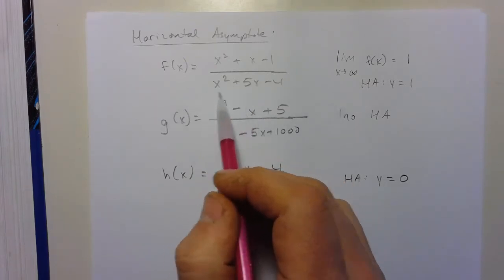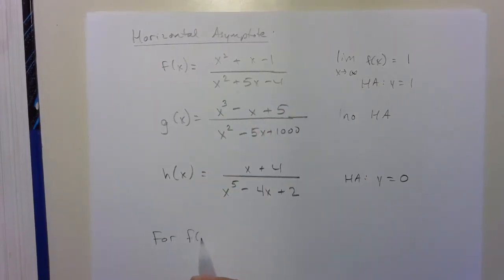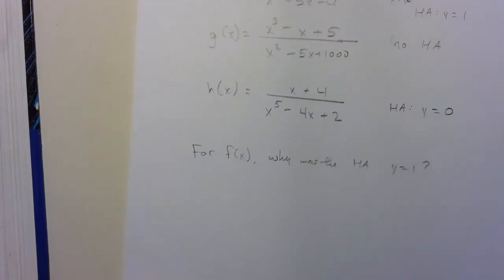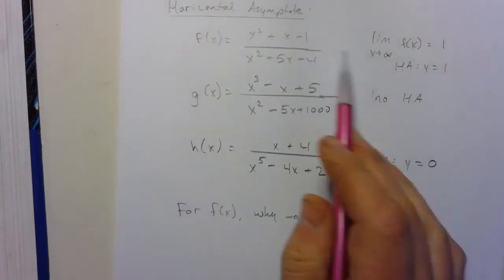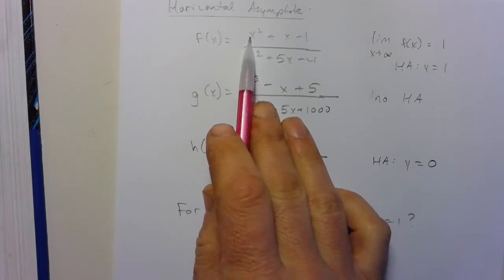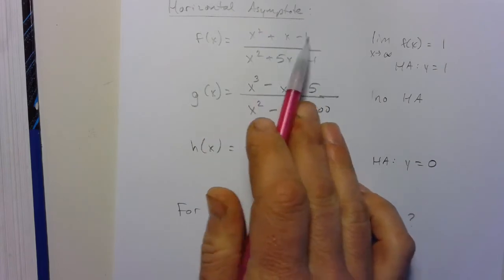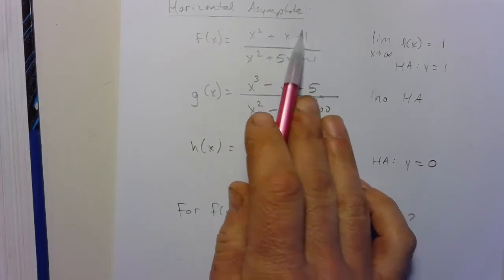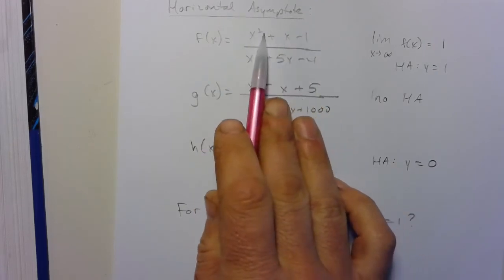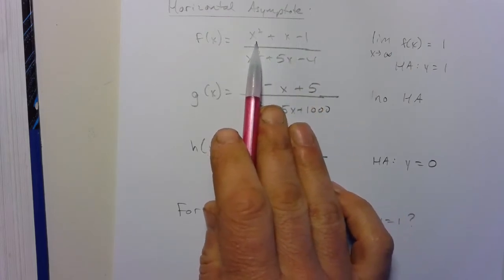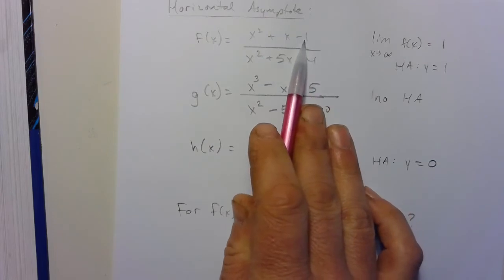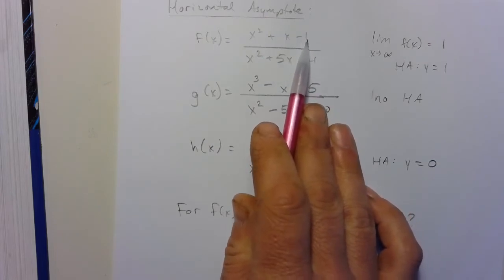For f of x, y equals 1 was a horizontal asymptote. If we take a look at f of x and plug in, let's do the limit as we're approaching a billion. I talked about this in one of the other videos, but let's think about it. Look at the top function. If you're plugging in really large numbers, what really matters here? Not the -1. That matters if I'm plugging in 2 or 3, but not when I'm plugging in 1 billion, 1 trillion, 1 quadrillion, whatever. Subtracting 1 is not going to really affect anything.